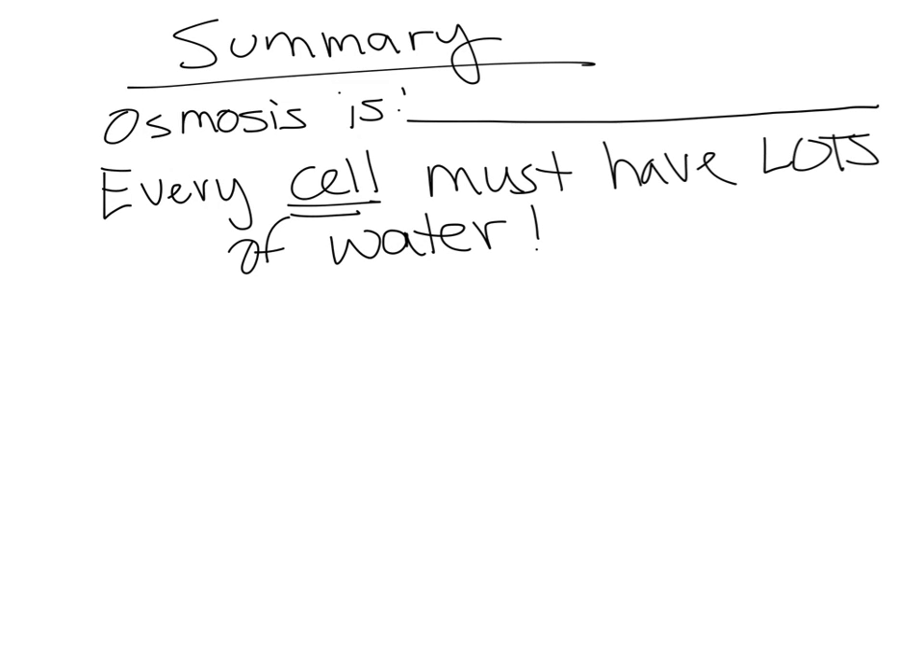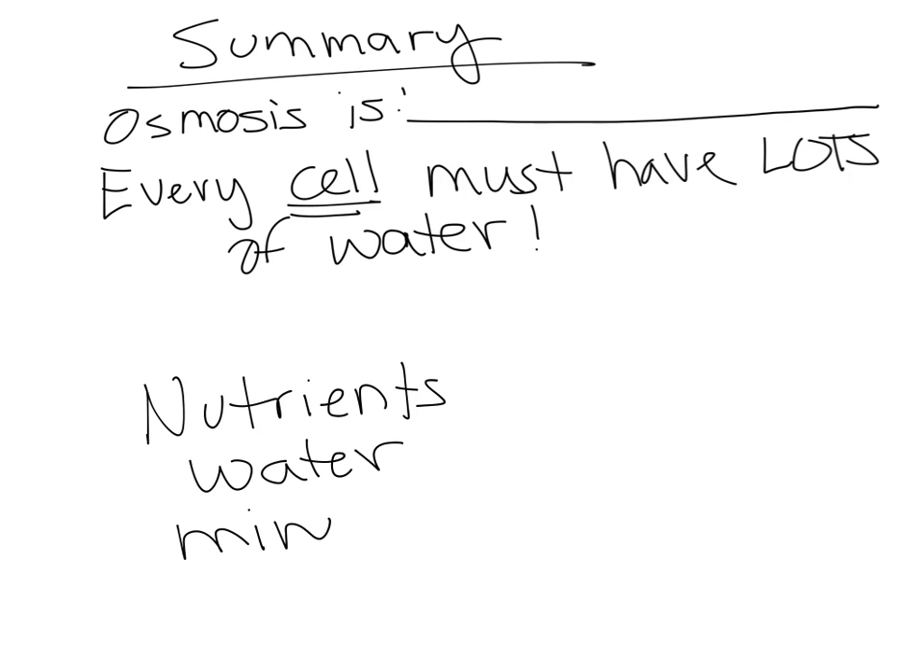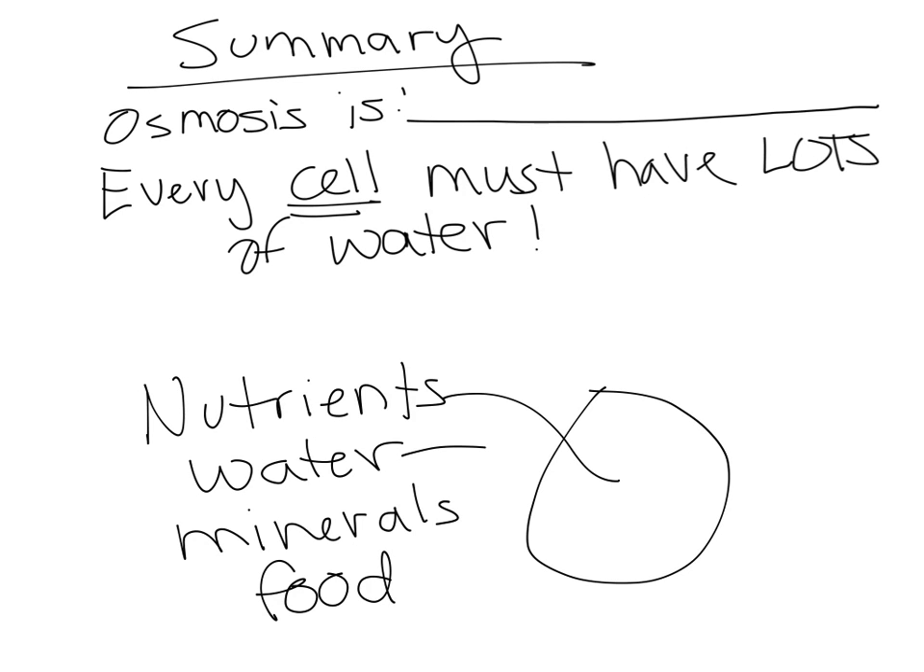Osmosis and diffusion are both super important because they get the needed nutrients, water, minerals, and food into the cell. It's equally as important because when our body does the process of cellular respiration, it makes a waste product that it has to get out. If the waste can't get out, we would be extremely sick.